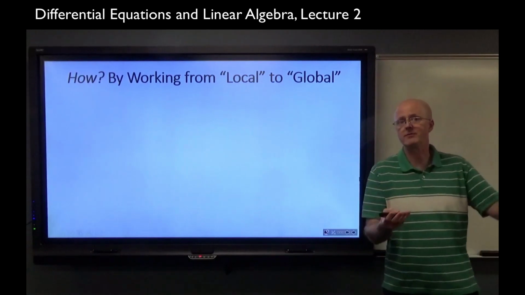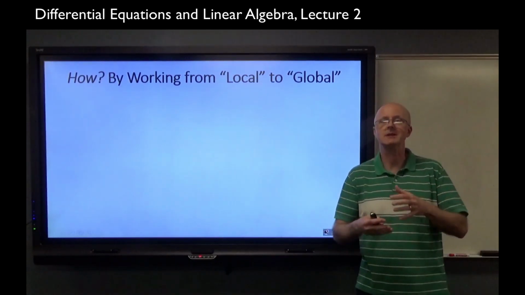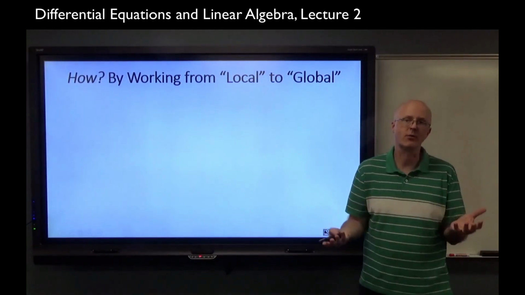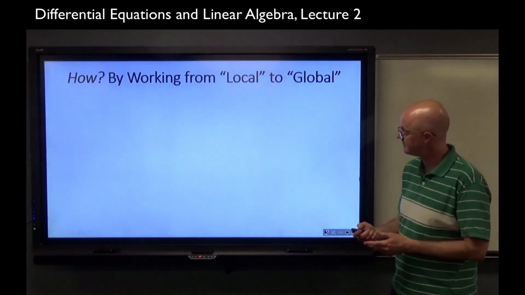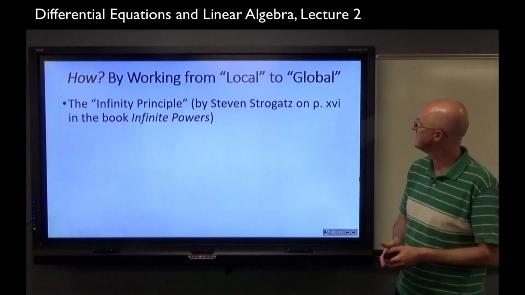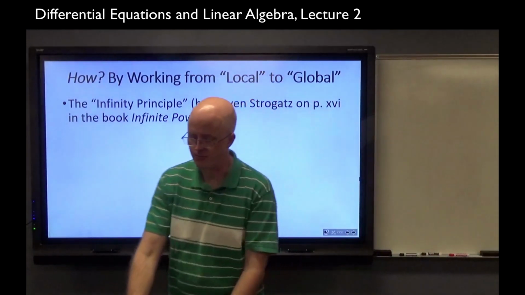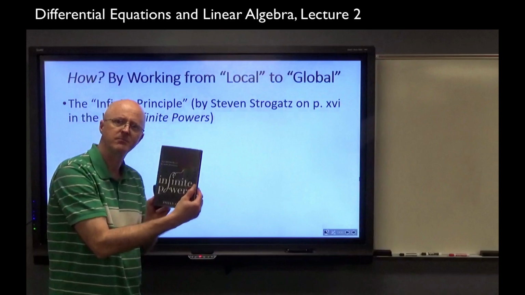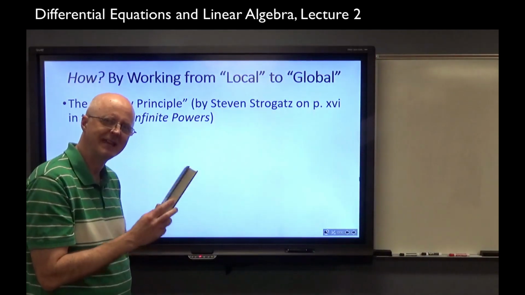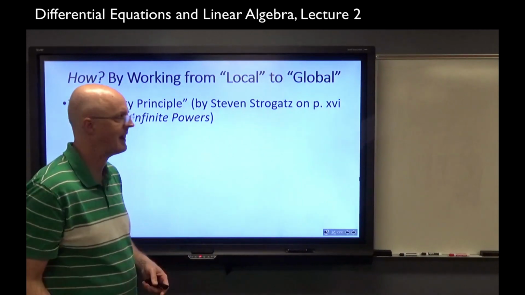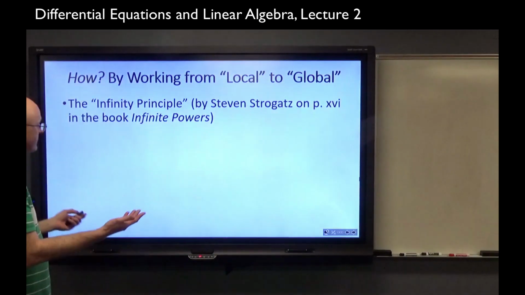But we like global information. We'd like big picture information, like an entire graph or an entire formula, and describing what happens in the long run. The Infinity Principle by Steven Strogatz in the book Infinite Powers. I'll remind you of that again. Very, very good book. I'll put an Amazon link to it in the description below. I highly recommend it.